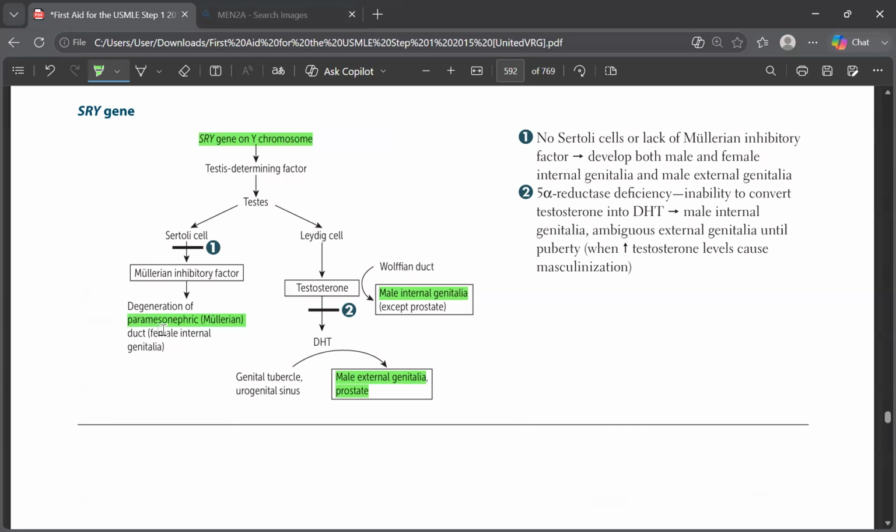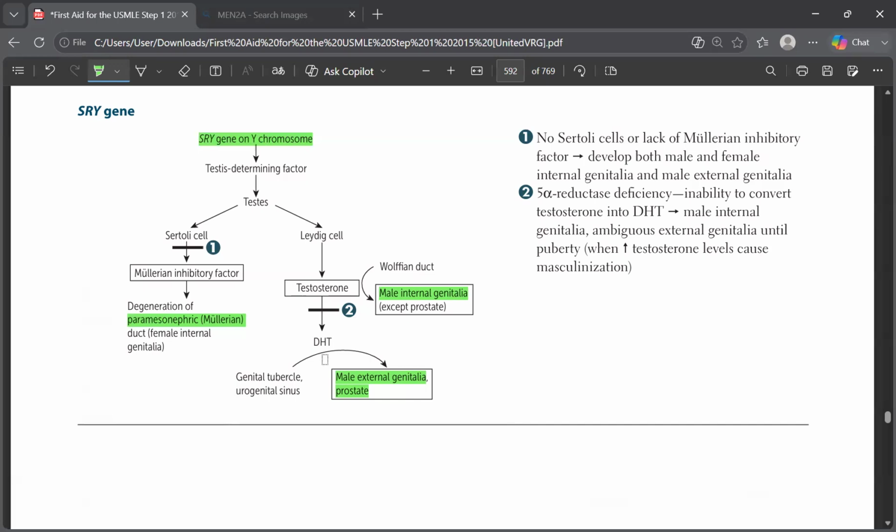So the paramesonephric duct will persist if there are no Sertoli cells or no Mullerian inhibitor factor, and there will be development of female internal genitalia as well as male internal genitalia through the Leydig cell pathway. And the second process here: if there is no testosterone or 5-alpha reductase deficiency, this enzyme's deficiency, then there are male internal genitalia, ambiguous external genitalia until puberty when increased testosterone levels cause masculinization.